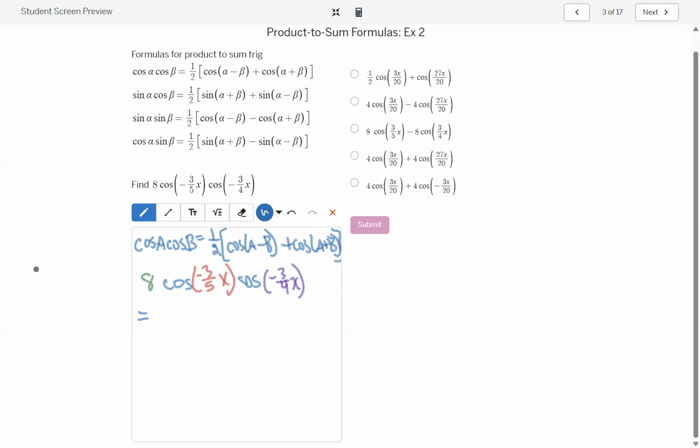So our formula is just for cosine ugly, cosine weird. Our question also has this 8 in front, so we're going to copy the 8 down in front. Then we're going to trade out our cosine A B for the formula, and the formula starts with a 1/2. So I have 8 times 1/2 on the outside, and now I'm going to work the inside.